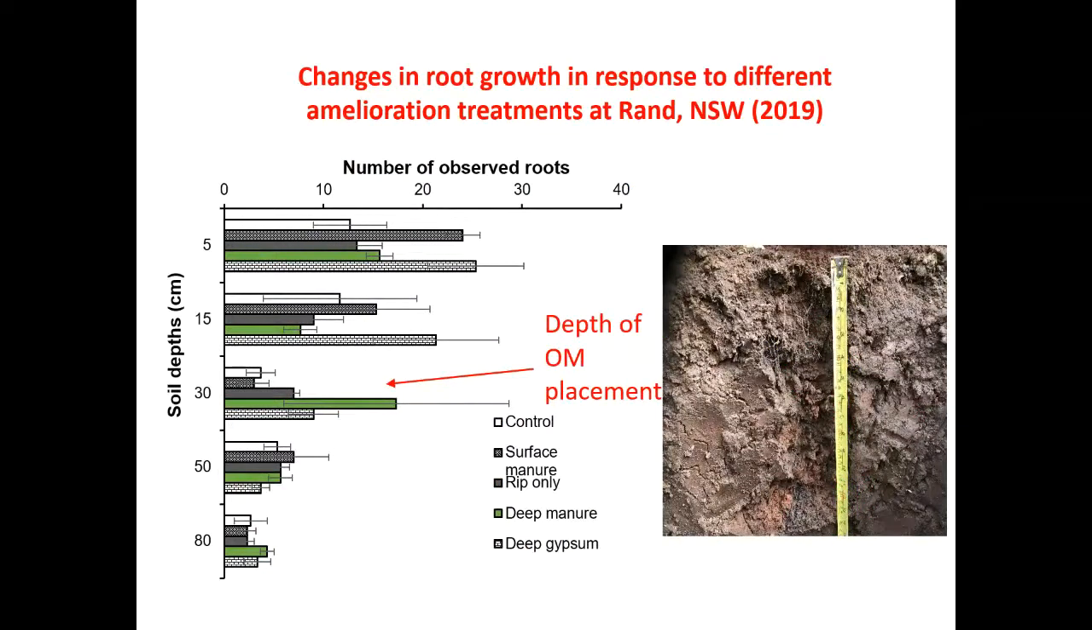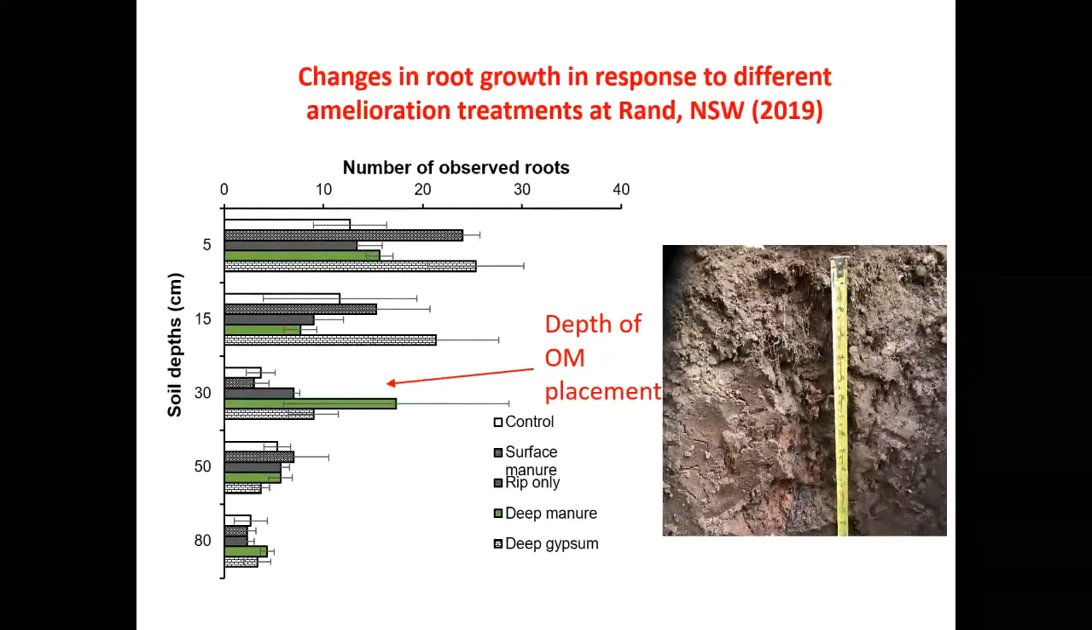Why are you getting that improvement in subsoil water use resulting from amelioration? This is a graph showing the number of observed roots down the soil profile, from the soil surface down to a meter deep. What you can see here, particularly when you look at the layers where the ameliorant is added, normally around 30 centimetres, is a deep organic matter nutrient treatment.